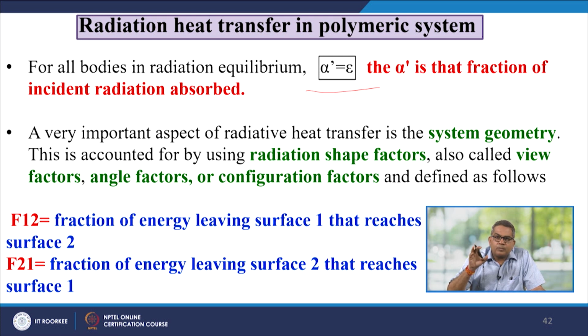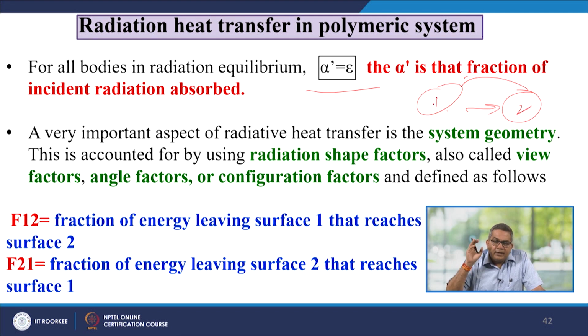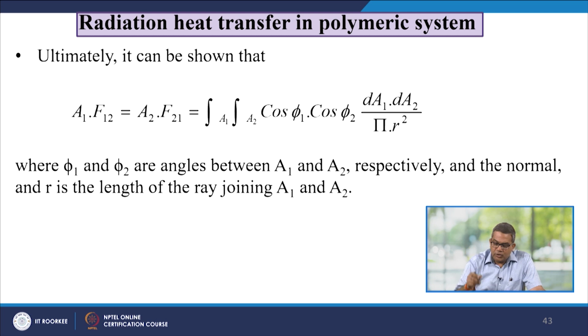This is accounted for by using the radiation shape factor, also called the view factor, angle factor or configuration factor, and defined as F12, that is the fraction of energy leaving surface 1 and reaching surface 2, and F21, that is the fraction of energy leaving surface 2 and reaching surface 1. So ultimately it can be shown by this particular mathematical relation, where phi 1 and phi 2 are the angles between the normal and A1 and A2 respectively, and R is the length of the ray joining A1 and A2, that is the two bodies.